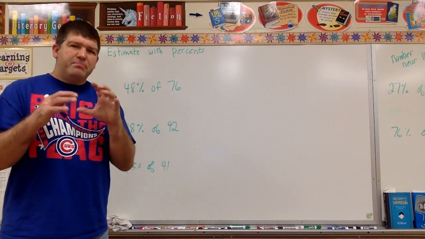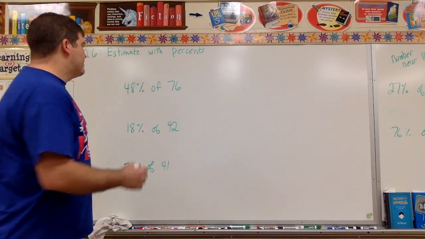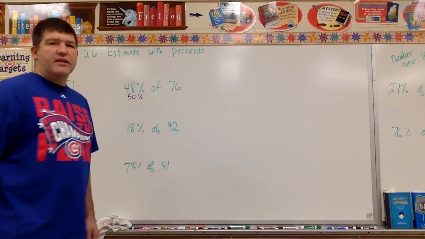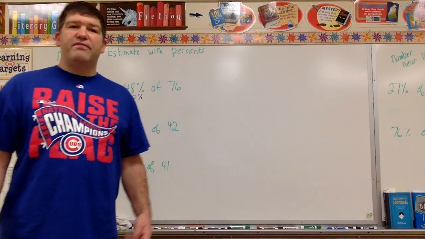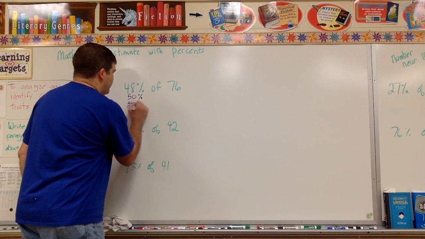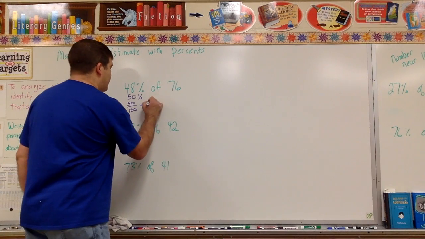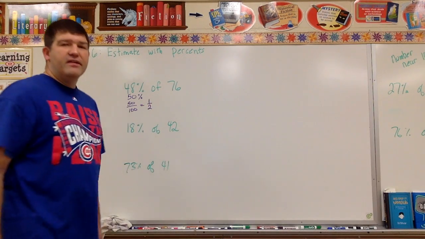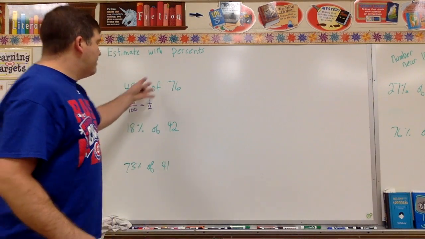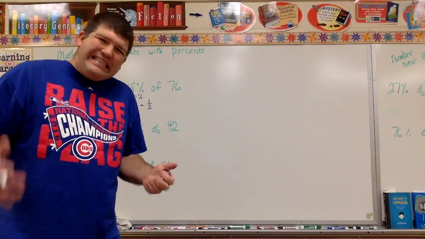I want to make each closest to an easy number to understand. So 48% is really close to 50%. I know that 50% is half. Or I could go 50 over 100 and simplify that to be 1/2. Okay? When anything ever says of, it means multiplying it. So 1/2 of, 1/2 times something. 1/2 of 76. Could do that in my head.